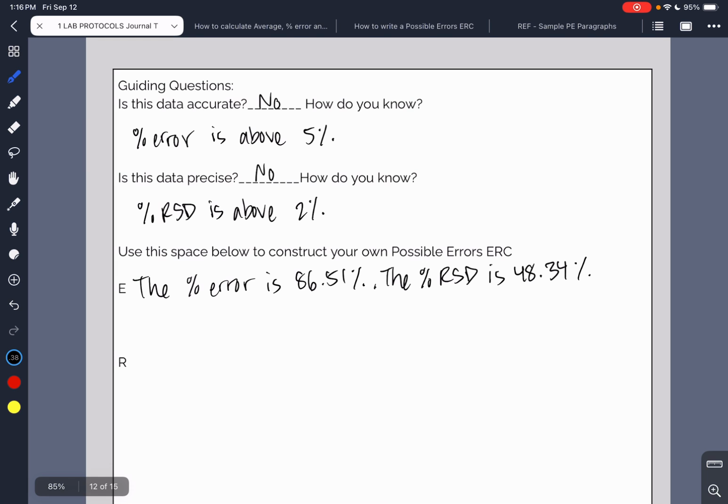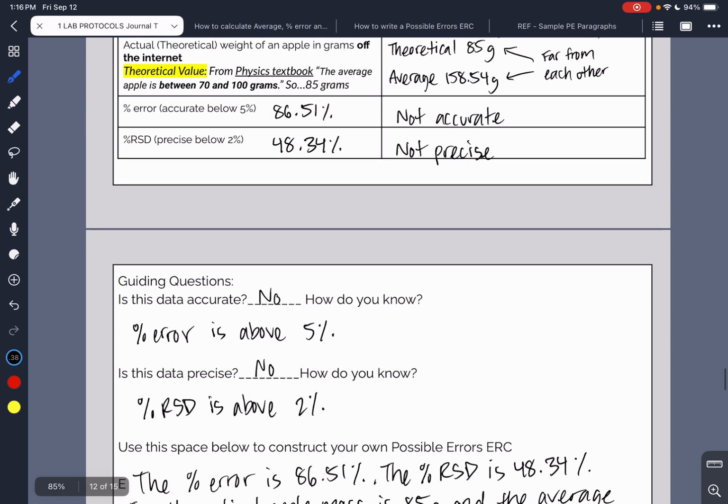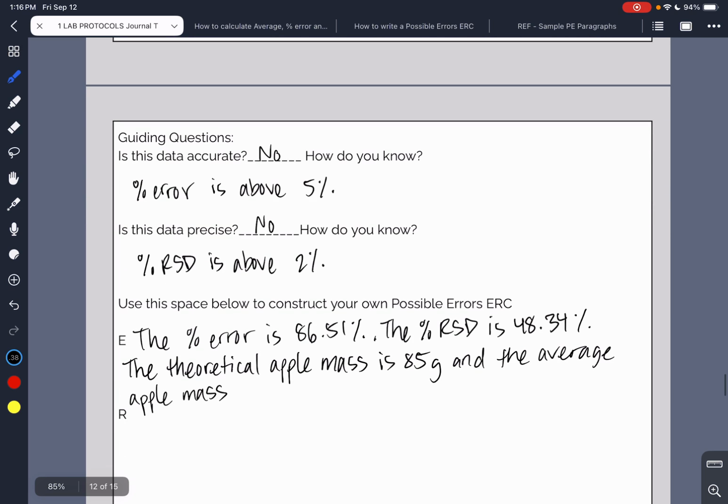We're going to add 2 more pieces of evidence in here just to help us with the next section, which is going to be the reasoning section. I'm going to add in the theoretical apple mass, and the average, which is taken from our Google Sheet. The average is 158.54.